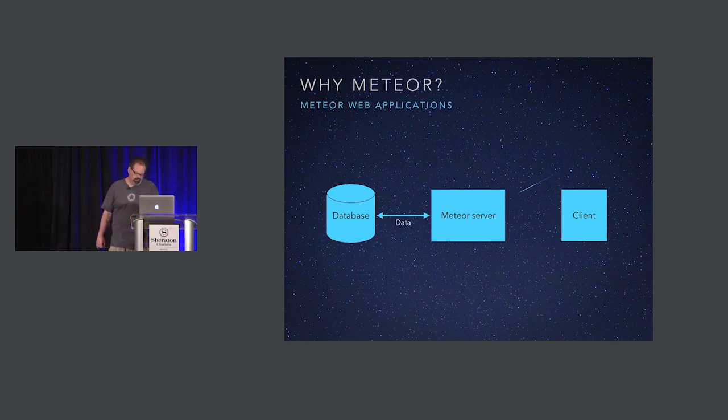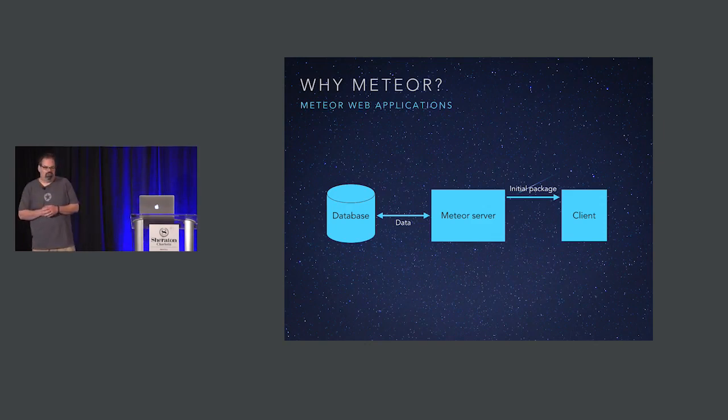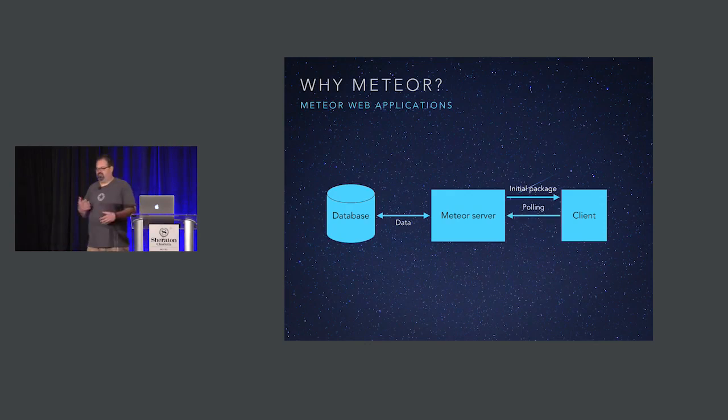So Meteor applications, it's a little more complicated, but you really don't have to think about the complication as much. Though as you start to develop more complex apps, you have to be aware. But there's still a database, there's a Meteor server, you still have a client. But what's different here is when the client makes a request, there's an initial package payload that comes down, and that's basically sending JavaScript and template data and all that sort of stuff down, and also the data model. The client will then poll for changes.